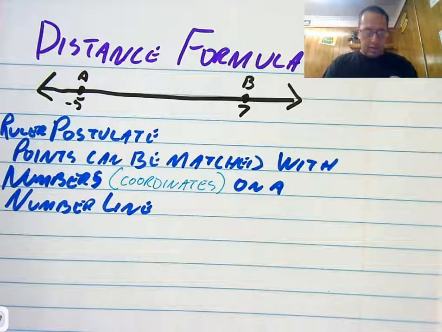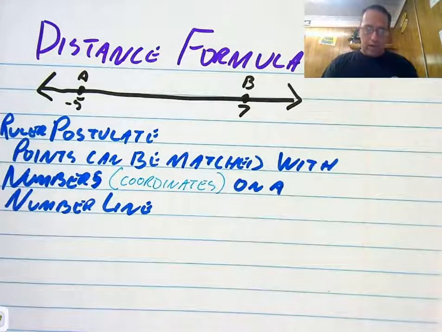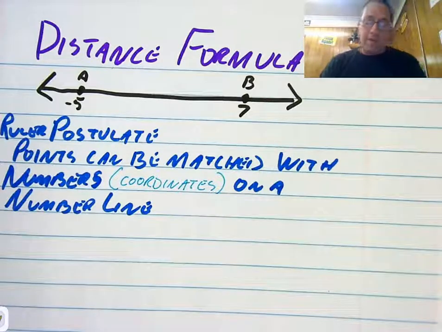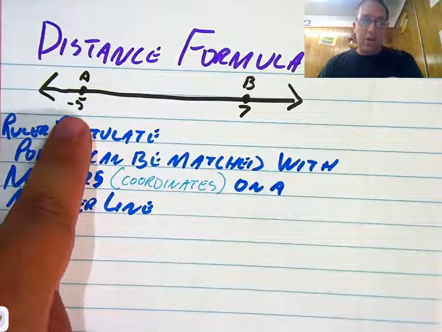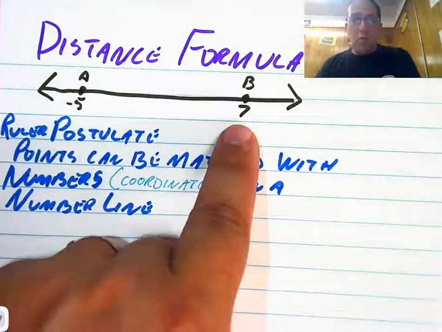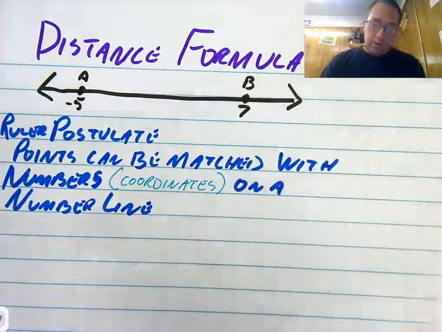So this is great. This is lovely. I can put numbers on a number line. What does that matter? What can I do with that? Well, since I can have numbers on a number line, that means I can find the distance between those two points. I can find the distance from A to B because I can say where A is, and I can say where B is. So I can find the distance between them.